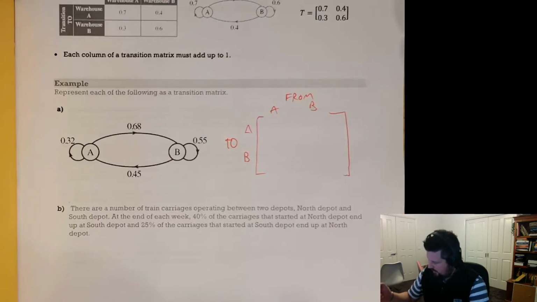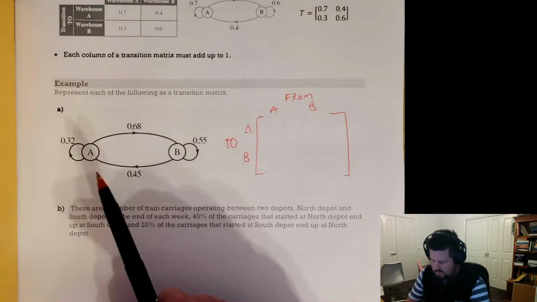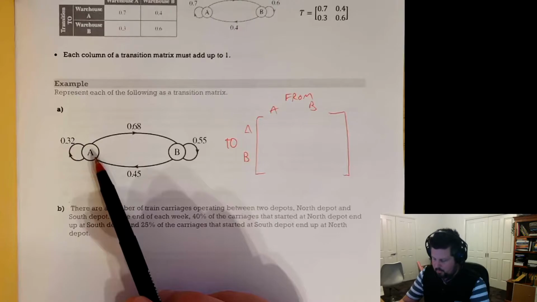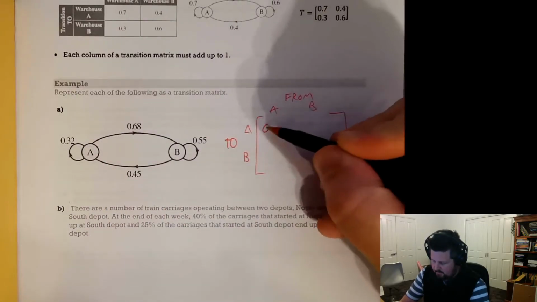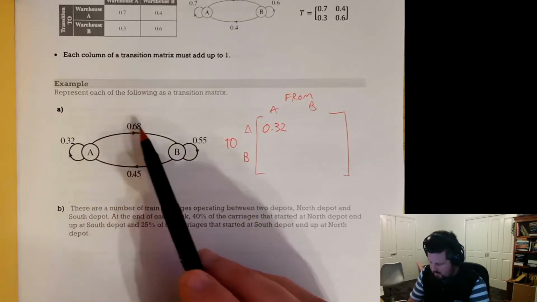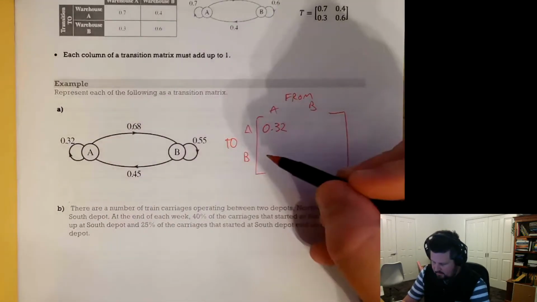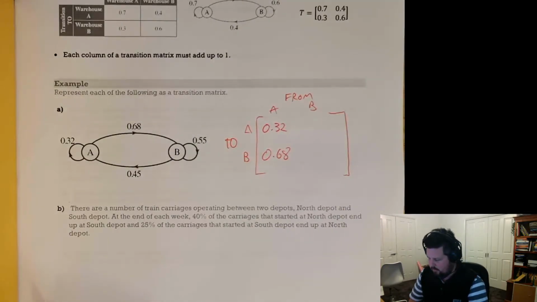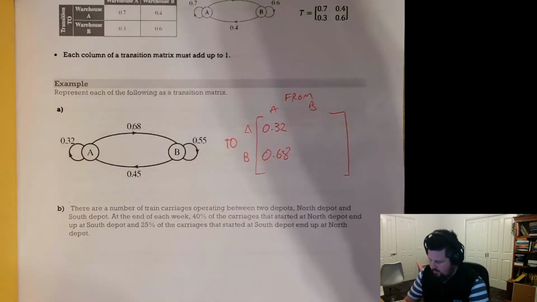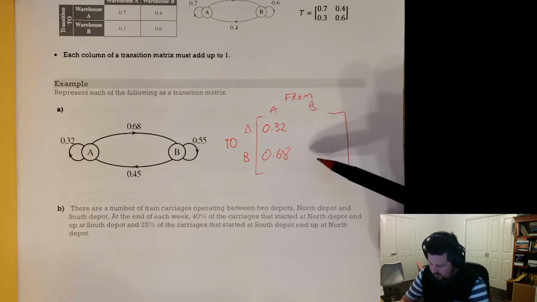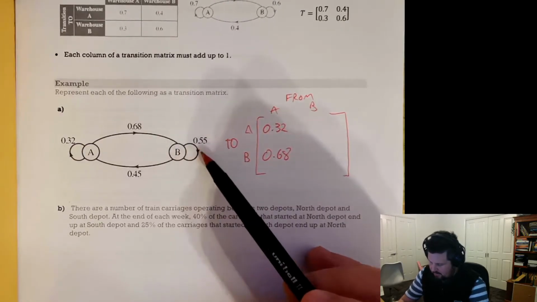So pulling up the information that we've got here, if you start or you're coming from A and you are going to A, it's 0.32. So we can fill that in. Likewise, if you're starting at A and you're going to B, it is 0.68. And you can check as well that adds up to 1, which is what we were looking for. Filling out the rest of the information, if you start at B and you are going back to B, it's 0.55.